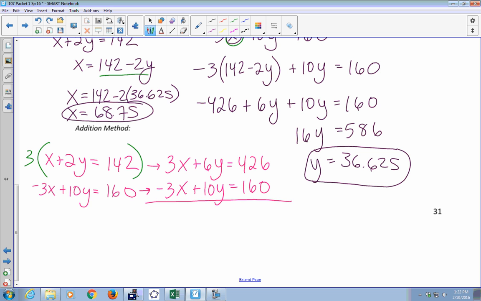Then I'm going to add those two equations together. 3x plus negative 3x is 0 x's. The x's just drop out. 6y plus 10y is 16y. And then here I get 586. Divide both sides by 16, so y has to be 36.625.